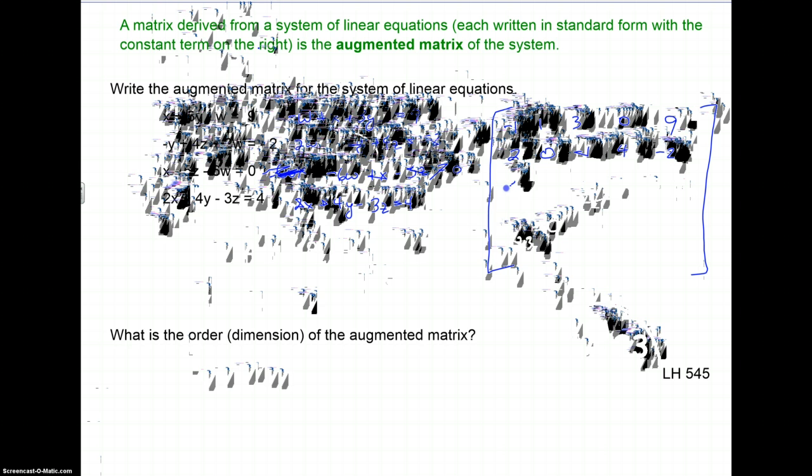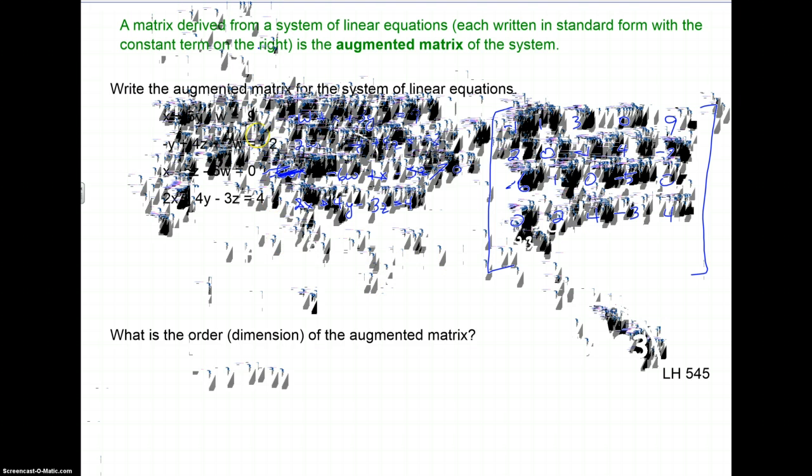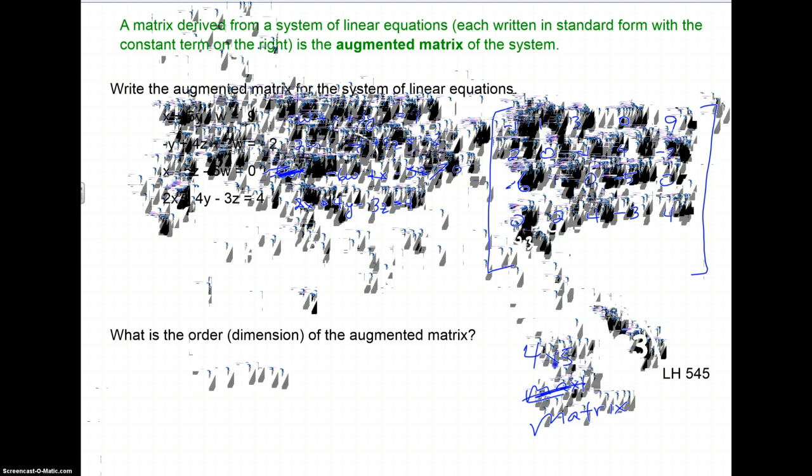Here we have w, negative 6. X is 1. Y is 0. Z is negative 5. And the constant is 0. And then we have 0, 2, 4, negative 3, and 4. The important thing is to put those zeros in the right places. If a variable is not represented in the equation, just put a 0 in. So this is our matrix. It has 4 rows and 5 columns. So it is a 4 by 5 matrix.